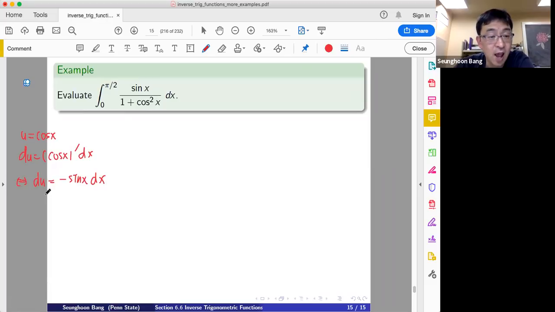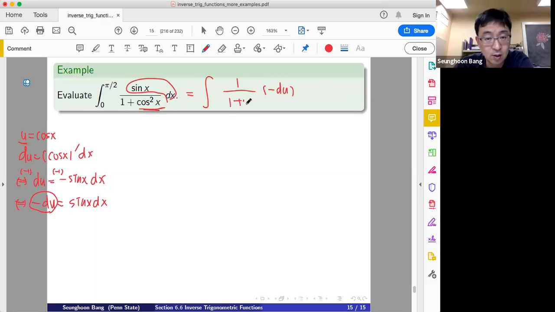The integrand doesn't have a minus 1, so you can multiply both sides by minus 1. So we have negative du equals sine x dx. So how can we change this? The sine x dx is negative du. Just negative du. The cosine x is u, so we have 1 plus u squared.